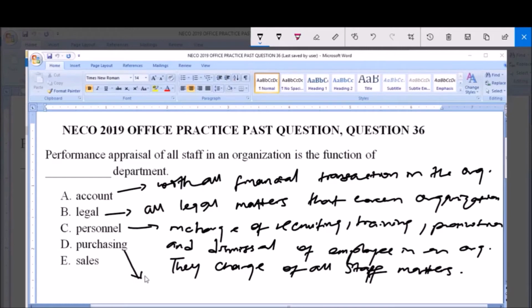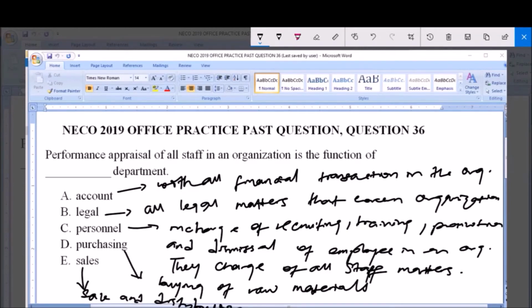Now this is purchasing department. Purchasing departments are just concerned with the buying of raw materials required by the organization. So they're the ones that purchase the raw materials, stationery, and equipment for the organization. Then sales department. Sales department is solely concerned with sale and distribution of products to the different regions. That is the job of the sales department.